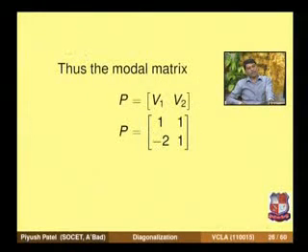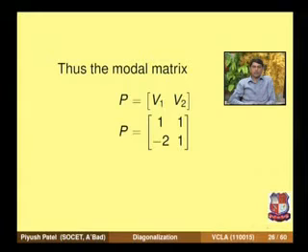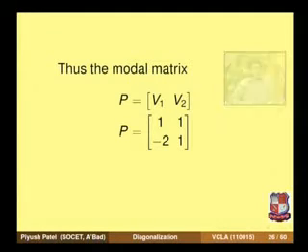So we have the set of 2 linearly independent eigenvectors, v1 equal to (1, minus 2) and v2 equal to (1, 1). Using these eigenvectors we form a modal matrix P, whose first column is the first eigenvector v1 and the second column is the second eigenvector v2. So P is equal to [1, 1; minus 2, 1]. This is the modal matrix which will diagonalize the matrix A.